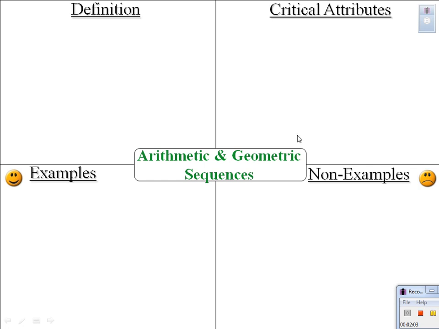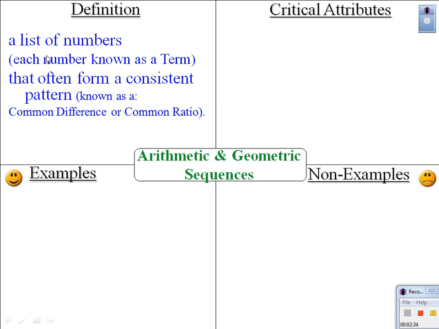All right. This is what I hear. I heard somebody said that it's a list of numbers. Yeah, I heard that. Some of you said sequence. Well, yeah, that's a list of numbers. And also some of you said that they have a pattern. Yes. So the definition says a list of numbers, each number known as a term, and they often have a consistent pattern known as a common difference or common ratio. But like I said, you already have these notes.